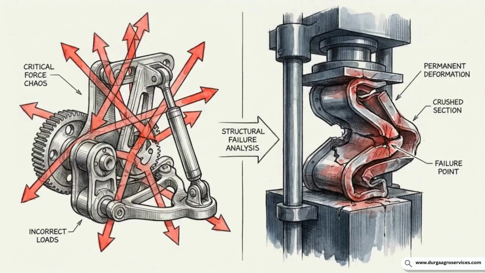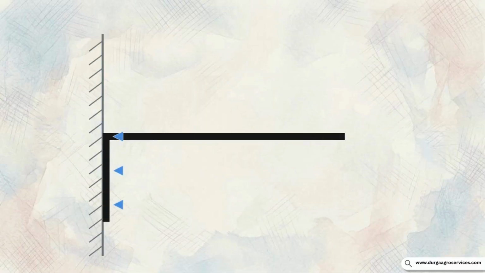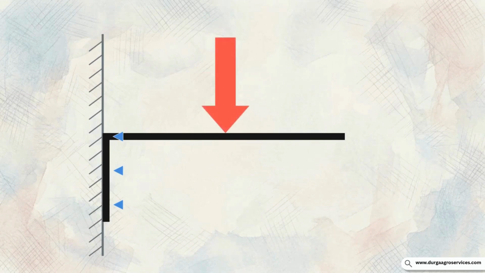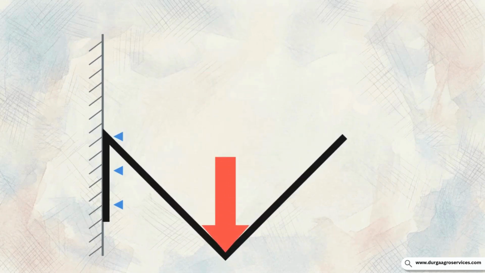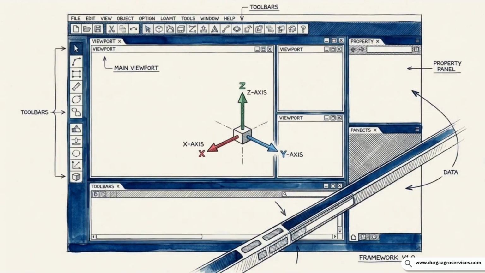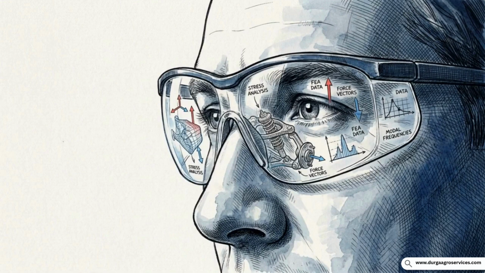More importantly, simulation operates on the strict principle of garbage in, garbage out. The algorithms can only process what they are given. If an engineer applies an inaccurate load or defines the boundary conditions incorrectly, the software will confidently output a mathematically perfect but completely inaccurate prediction of reality. PTC Creo provides the computational framework, but the accuracy of the output relies heavily on the foundational engineering knowledge of the person setting up the test.